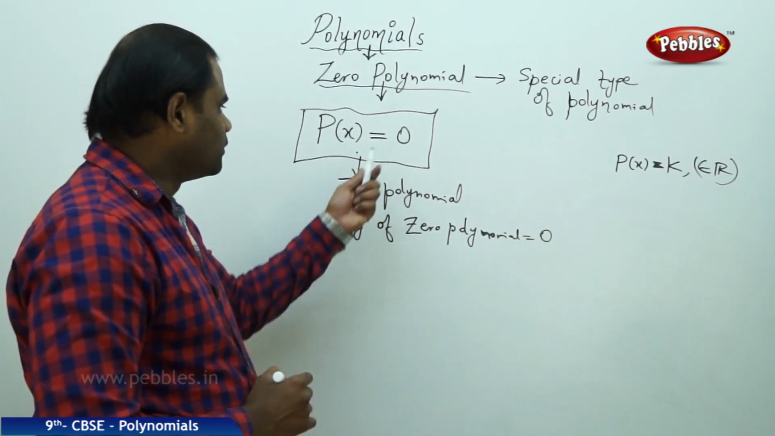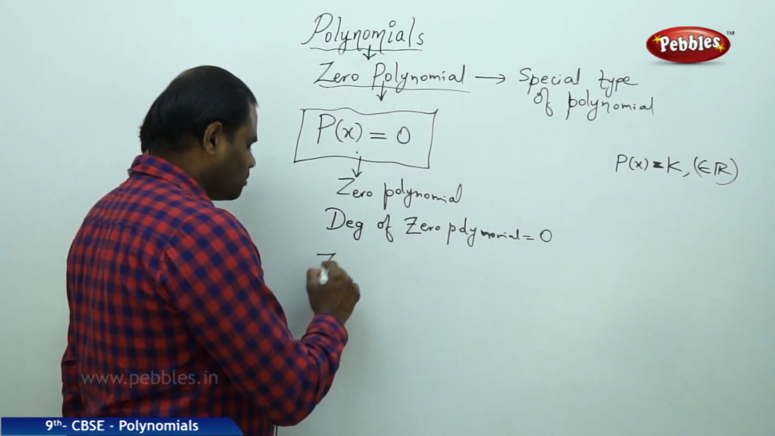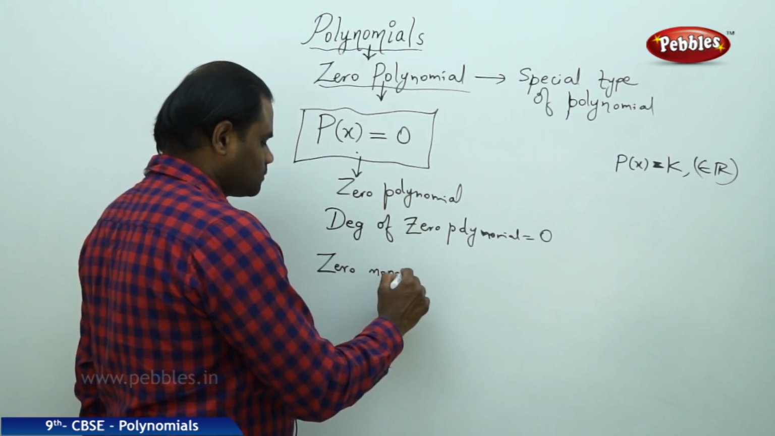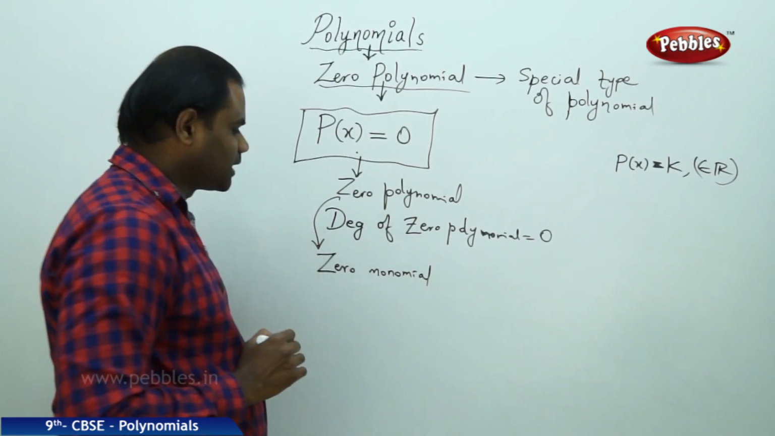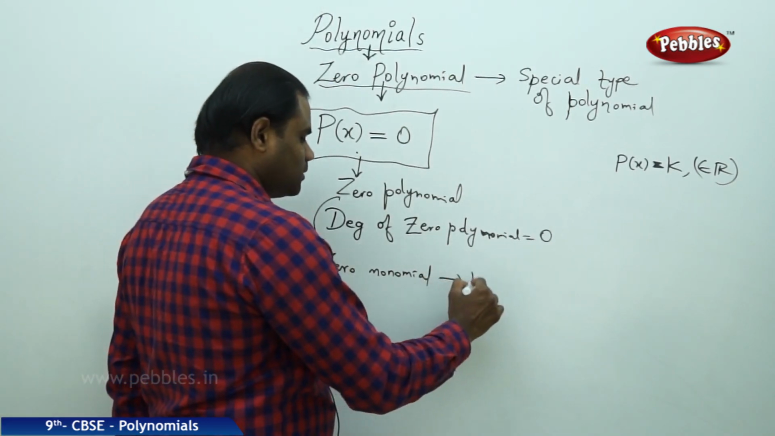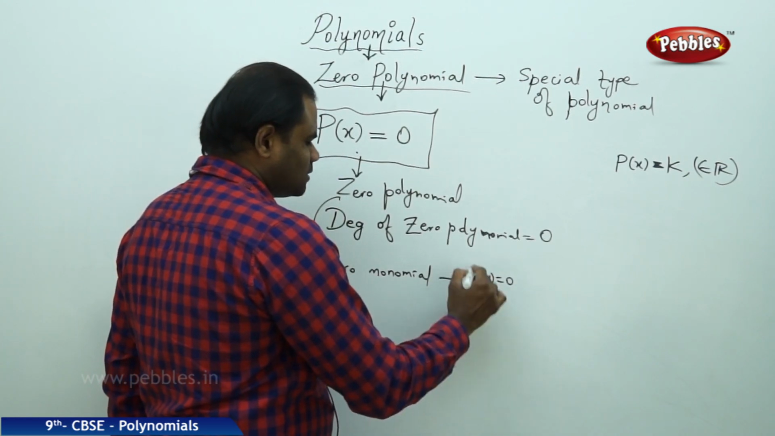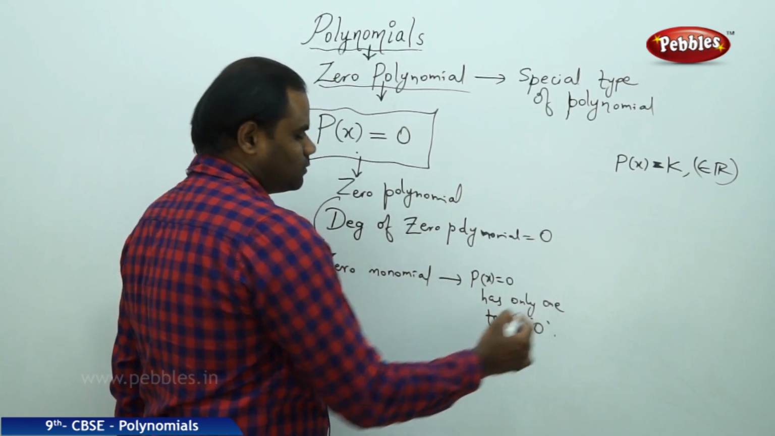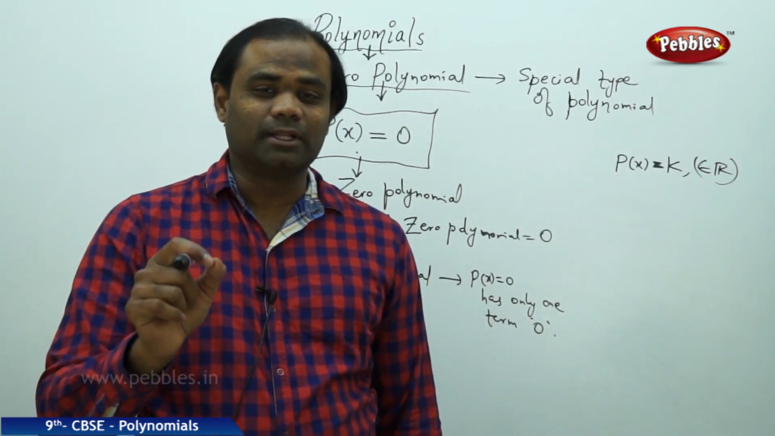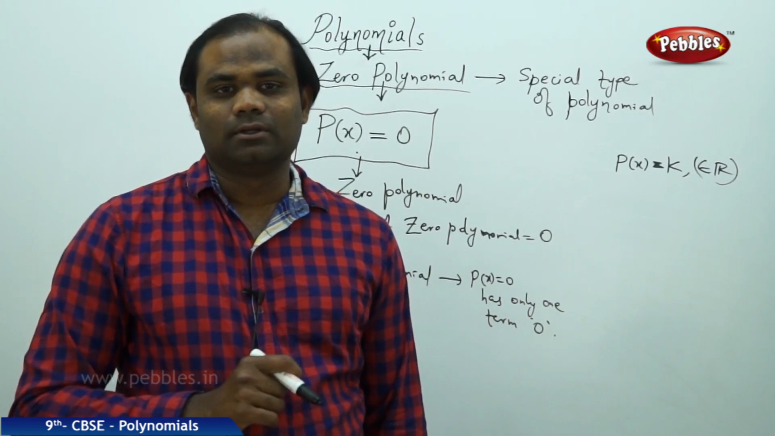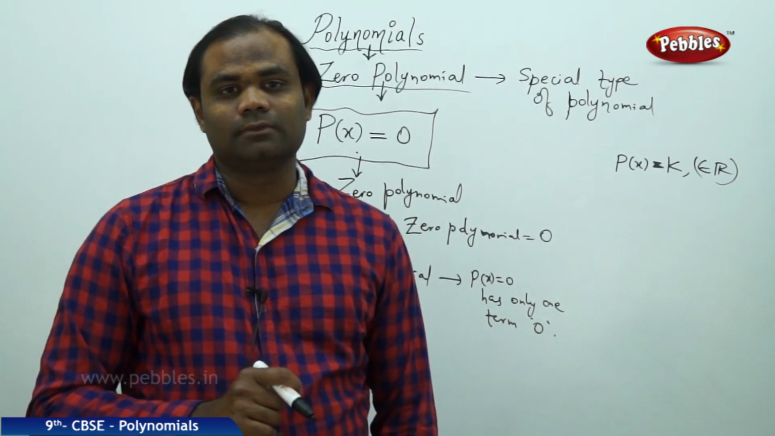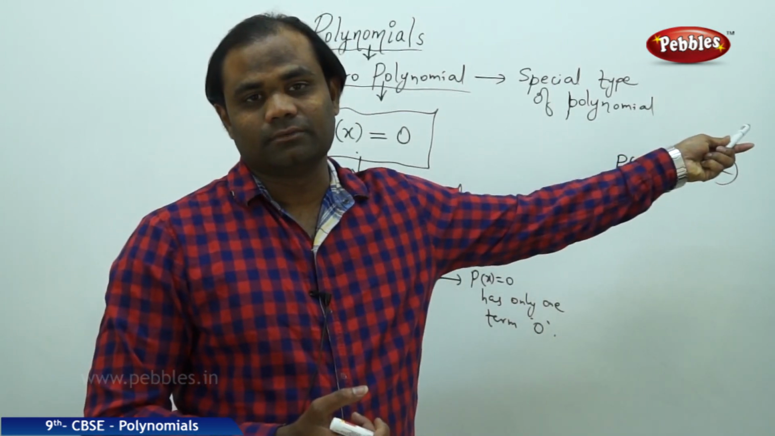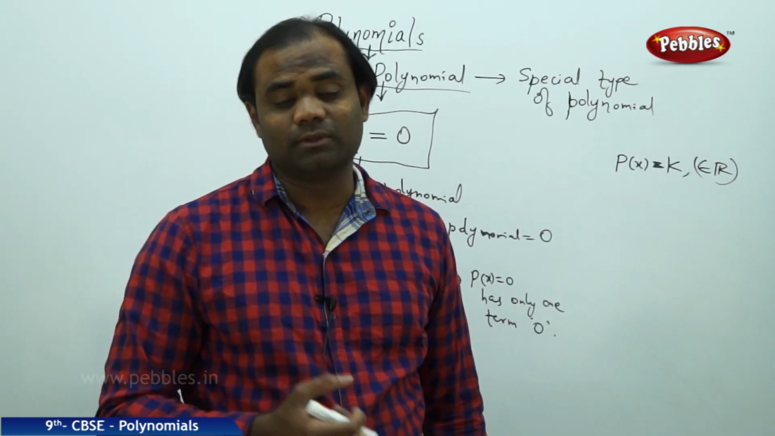Zero. And moreover, because it has only one term, a zero polynomial is sometimes called a zero monomial. It is also called a zero monomial because p of x equal to 0 has only one term, which is 0. Therefore, I can call the zero polynomial a zero monomial with degree 0. This is how we understand the zero polynomial as a special case of the polynomials.